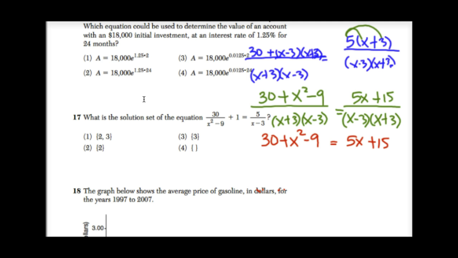I'm going to go ahead and combine my like terms. So what am I going to do? Here I'm going to have x squared plus 21 is equal to 5x plus 15, minus 5x on both sides.